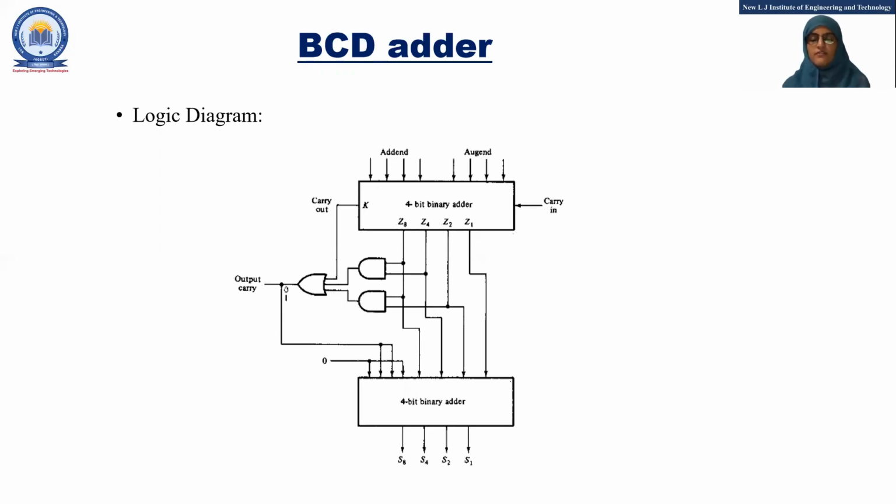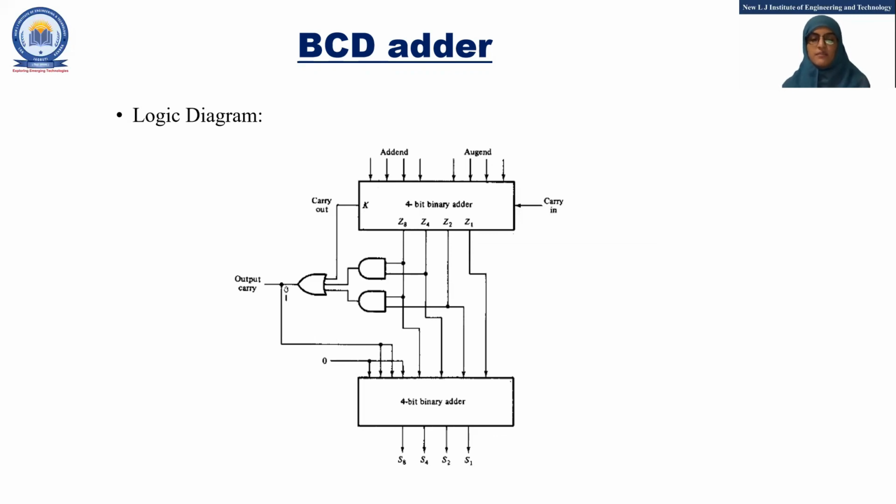So in the first AND gate, we have connected Z8 and Z4. In the second AND gate, we have connected Z8 and Z2. And then these outputs will be ORed with the carry K, which is the carry of the binary sum. Now this will generate the carry C, which is the carry of the BCD sum. This carry C will be equal to 1 if the binary sum is greater than 9 and it will be 0 if the binary sum is less than 9.